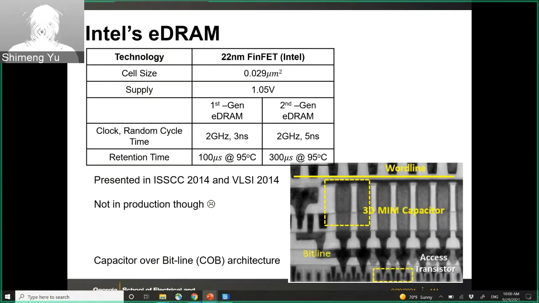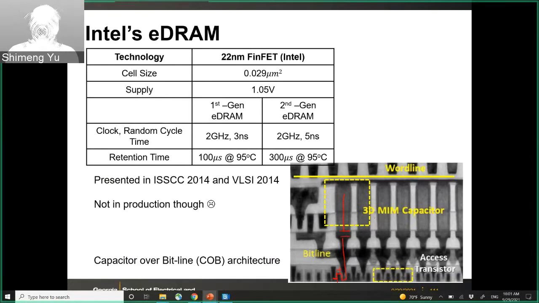So it's still 1T1C, but you have the transistor here, and then you have the capacitor on top. They call it a capacitor over bit line architecture. Basically this is the same as the stacked capacitor used in the standalone DRAM, and Intel managed to do that on the 22 nanometer FinFET platform.